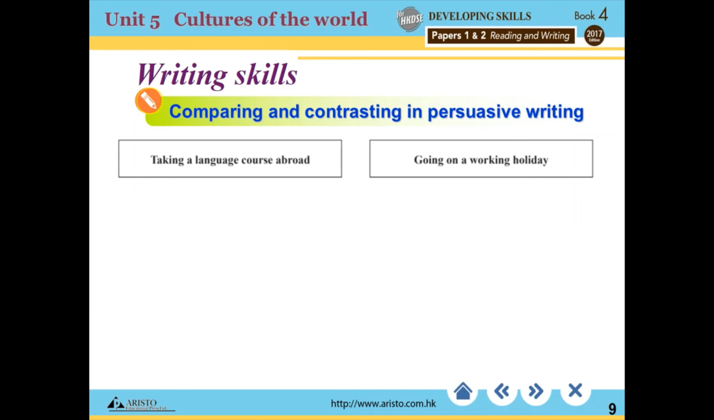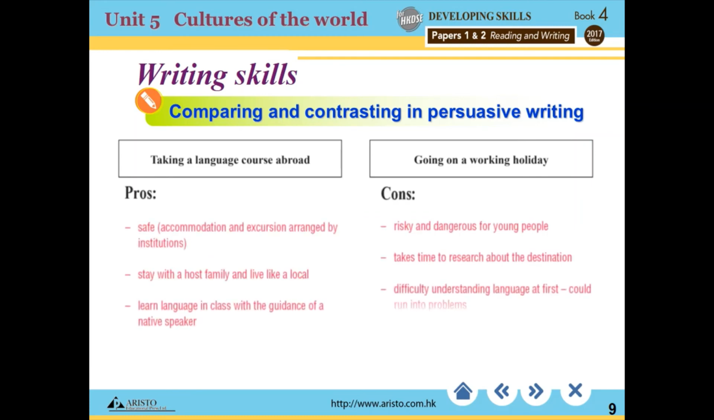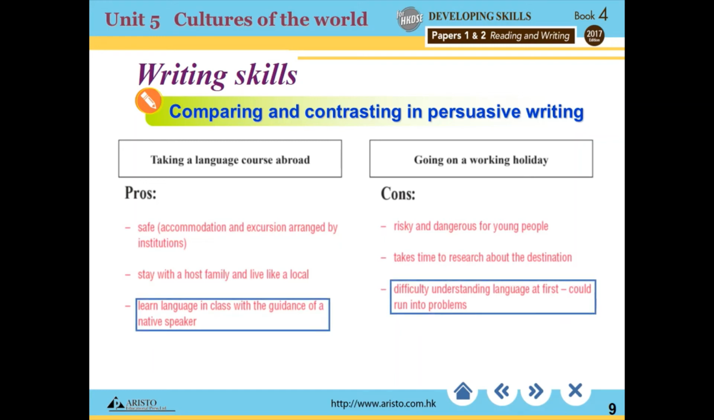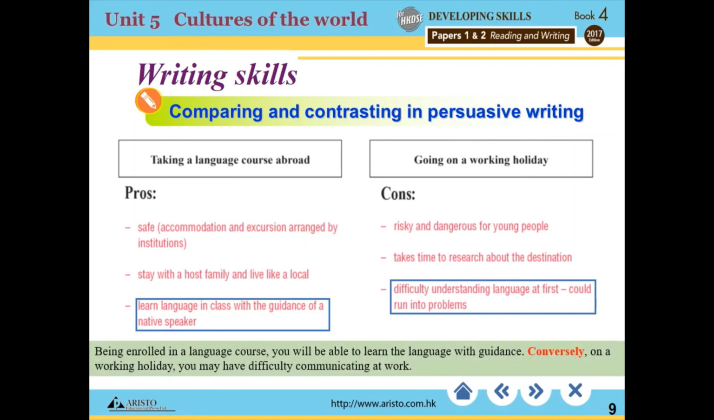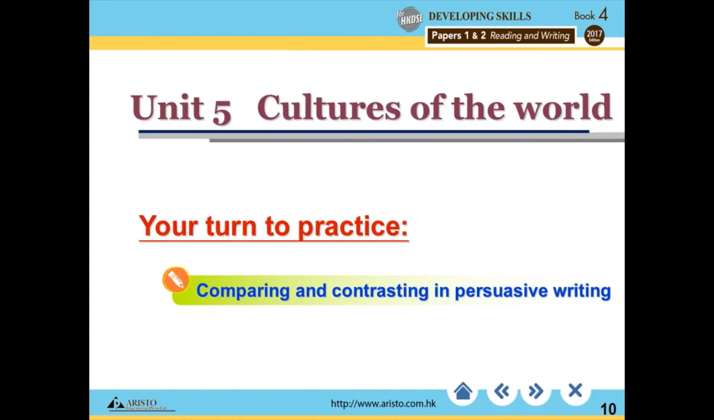Let's look at one more example. This time, we'll look at pros of taking a language course abroad and the cons of going on a working holiday. Once again, you'll notice that two of them actually have to do with language barriers. So this time, you can contrast these and explain to Sam that one of the options might be better depending on his language proficiency. So now, it's your turn to practice.